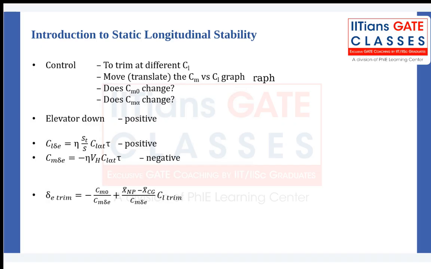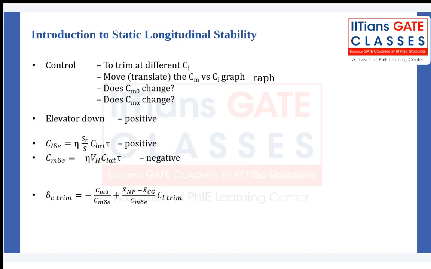Then the conventions that we saw: elevator deflection down is considered positive. When you deflect the elevator down, you have a positive change, an increase in the lift. So your CL delta E is positive, that is, change in lift with change in elevator deflection is positive. But due to this positive change in lift, there is a pitch down moment, which is why your Cm delta E has a negative sign.